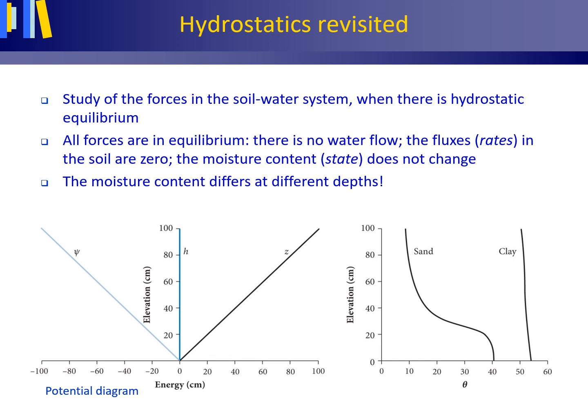As there is no water flow, the matrix potential is linearly related to the elevation above the water table. At an elevation of 20 centimeters, the matrix potential equals minus 20 centimeters. At an elevation of 40 centimeters above the water table, the matrix potential equals minus 40 centimeters, etc. And from the soil moisture characteristics for sand and clay, the corresponding volumetric moisture contents are established.